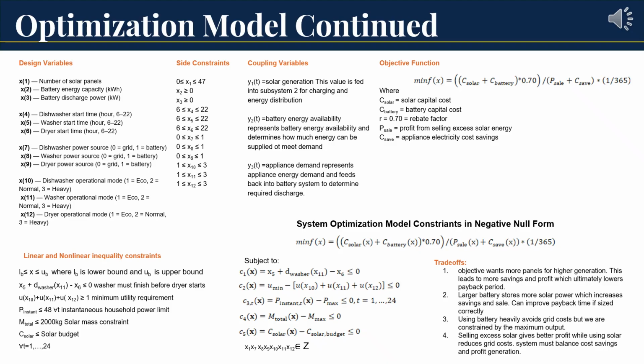We do this by taking our total capital costs, factoring in a 70% rebate, and dividing them by the daily financial benefits, which include both our appliance electricity savings and the profit from selling excess solar back to the grid.